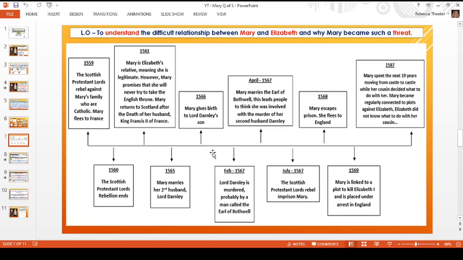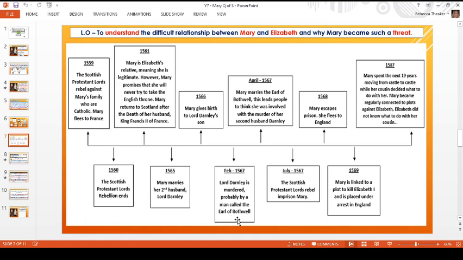Next card, you should have had this one. In February 1567, Mary's husband, Lord Darnley, is murdered, probably by a man called the Earl of Bothwell. He was staying in a hotel, Lord Darnley, and the hotel was blown up using gunpowder. Lord Darnley had managed to escape the hotel, but whilst he was in the grounds, he was in the garden, someone found him and stabbed him. So he was definitely murdered, didn't die by accident. And all of the fingers were pointing at someone called the Earl of Bothwell.